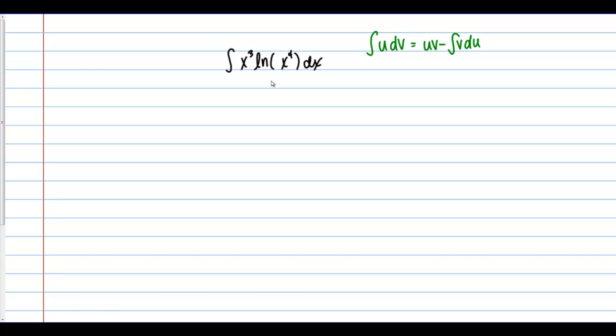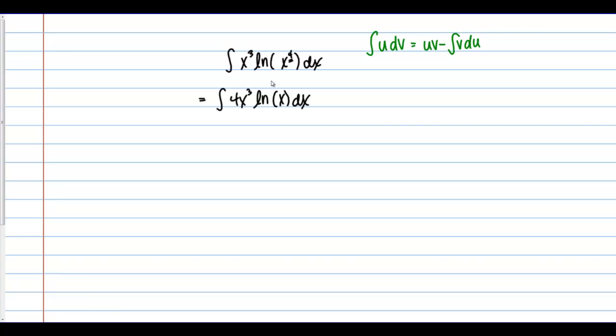Before I dive in and start picking out my parts, I'm just going to rewrite this a bit to make it a little easier to deal with. I've got this natural log of x to the 4th. I can take that power of 4 inside the natural log and make it a coefficient, and that's just a property of natural logs. So if I rewrite this, I'm going to have the integral of 4x cubed times the natural log of x dx.